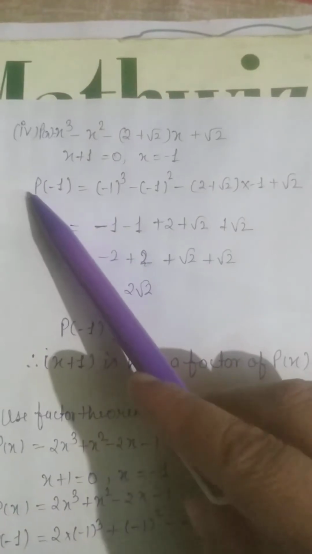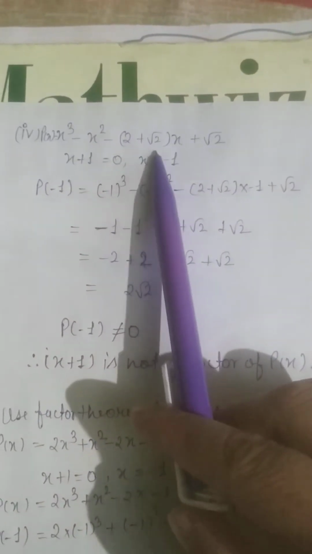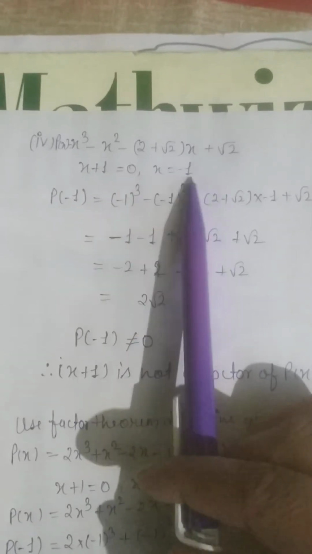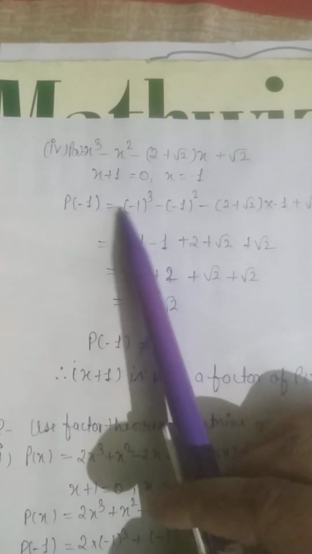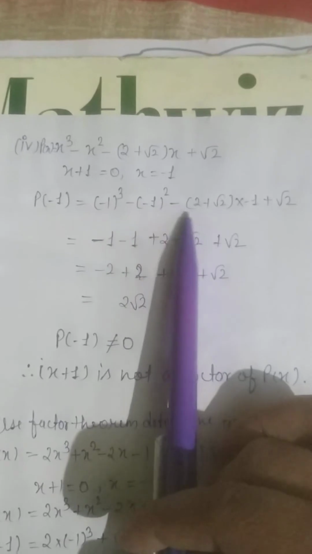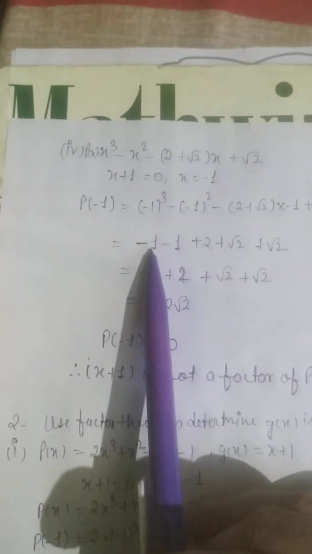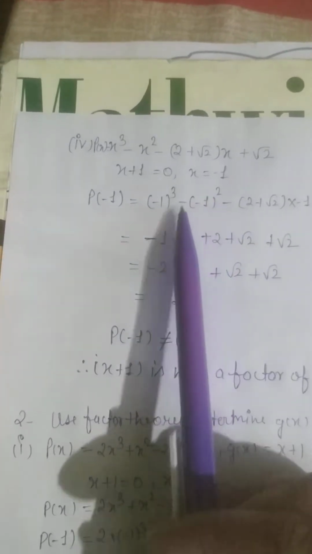Okay. Now I am doing another example, the fourth part. p(x) is given as x cube minus x square minus (2 plus root 2) x plus root 2. To check x plus 1, x is equal to minus 1, and we put that in the polynomial. Minus 1 cube minus minus 1 square minus (2 plus root 2) into minus 1 plus root 2. Minus 1 cube is minus 1, minus 1 square is 1, so minus 1. Then minus into minus is plus, so plus 2 plus root 2, and plus root 2.